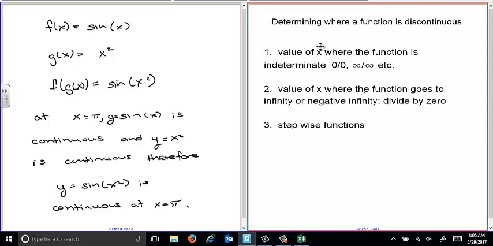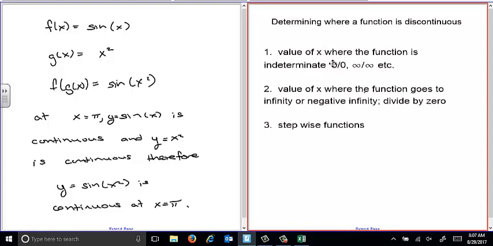We also talked about removing discontinuities by defining the function at the discontinuity, and that only applied for cases where you had indeterminate results. One thing you also need to know how to do is determine where certain functions are discontinuous. So these are the places that you would check.